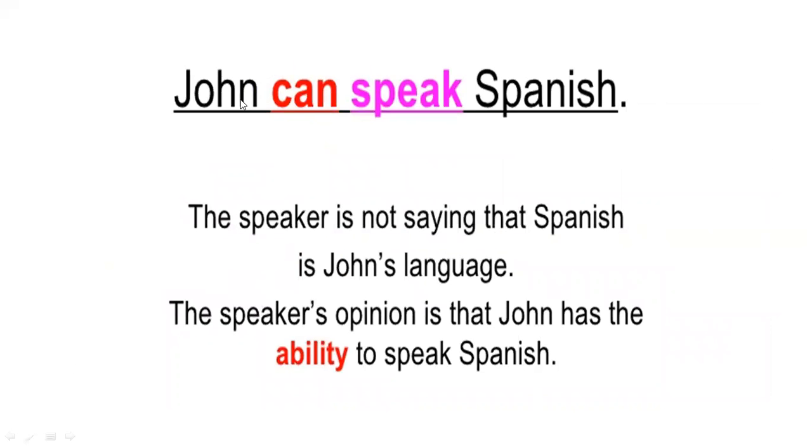So here you can see the example. John can speak Spanish. Here, the speaker is not saying that Spanish is John's language. So you can listen carefully. John can speak Spanish, so it shows the ability of John. The speaker's opinion is that John has the ability to speak Spanish. So here it shows the ability of John, and is not at all describing that Spanish is John's language.